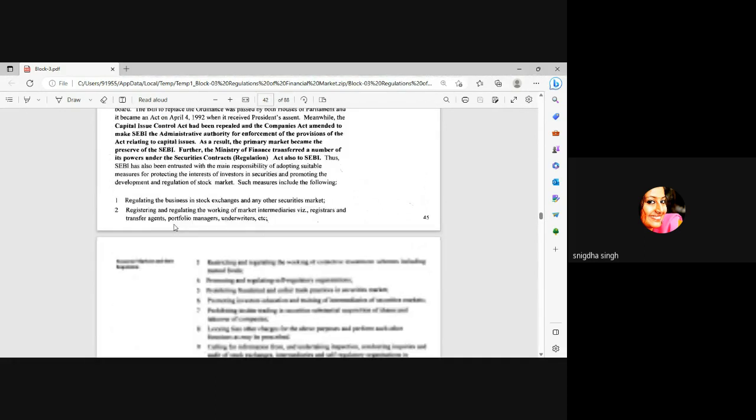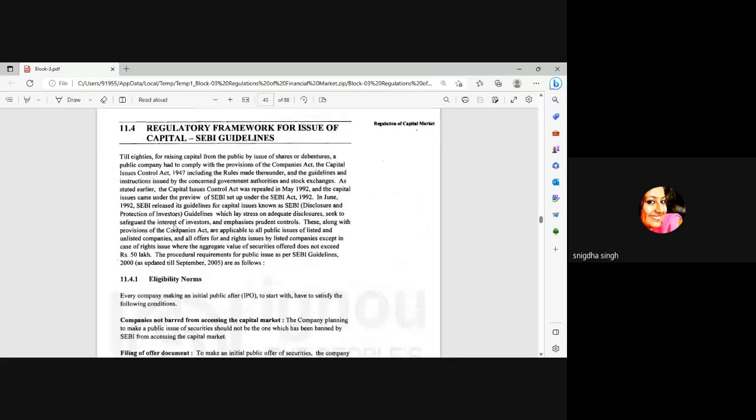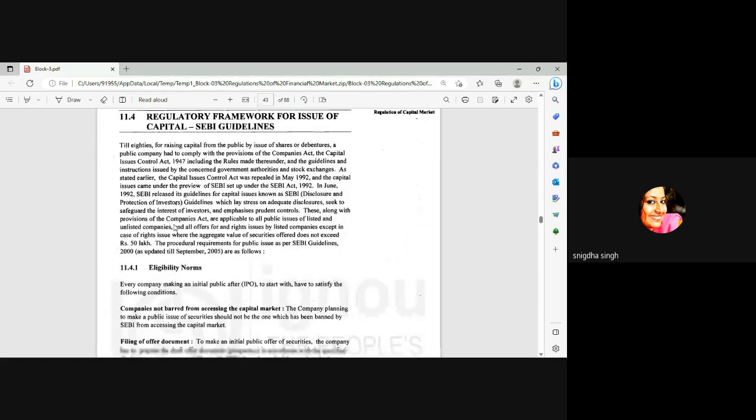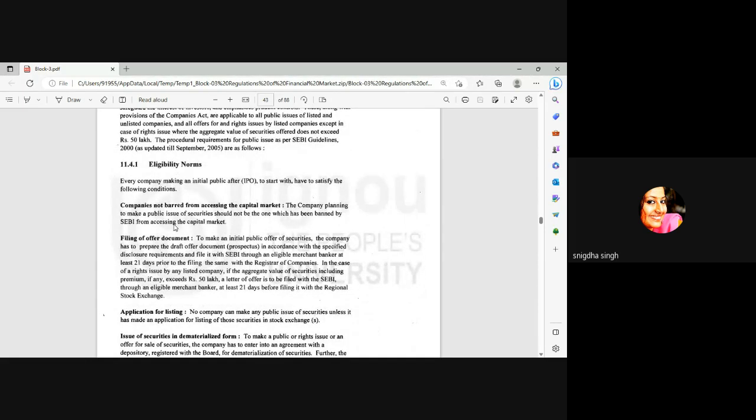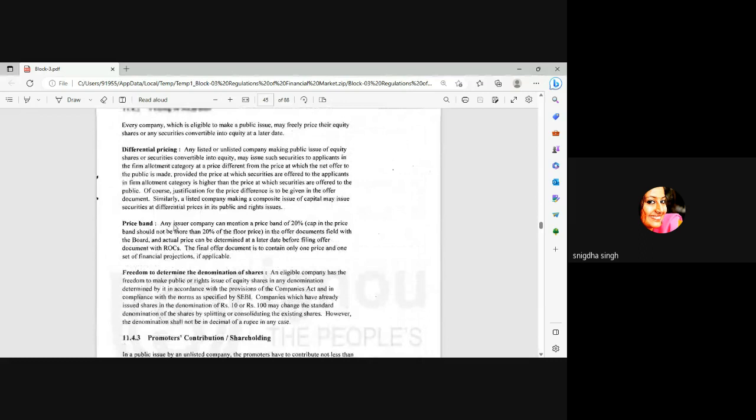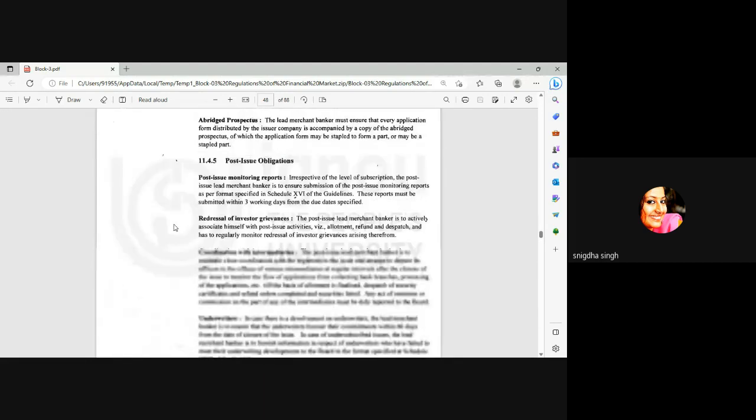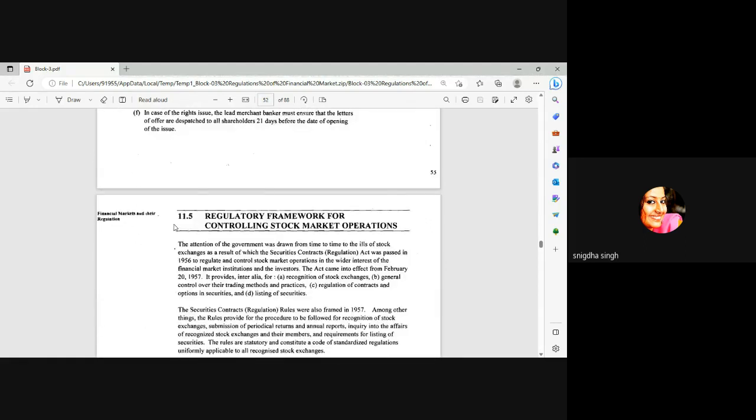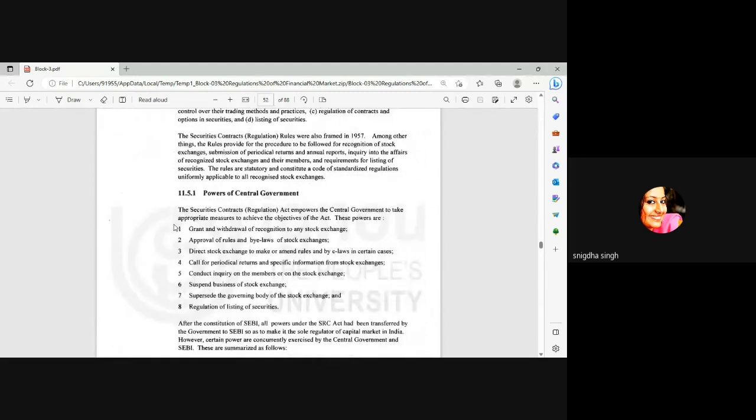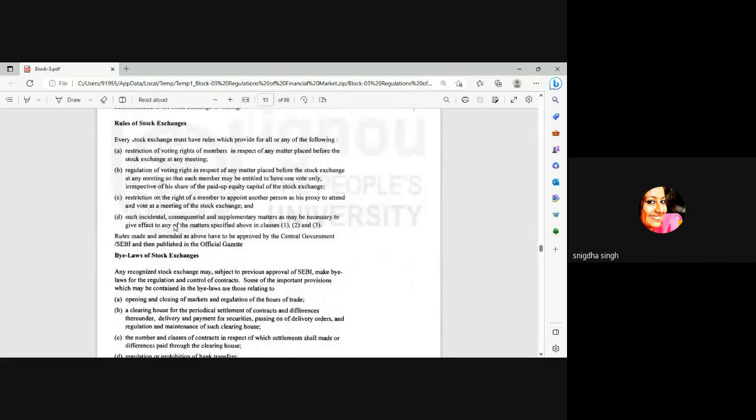11.3, which is regulation of capital markets, an overview of the same. What are the regulatory frameworks for issue of capital? The SEBI guidelines, the eligibility norms which companies will have to follow, not the pricing of securities, but the power that rests with the central government, the power that rests with SEBI, the rules of stock exchanges.